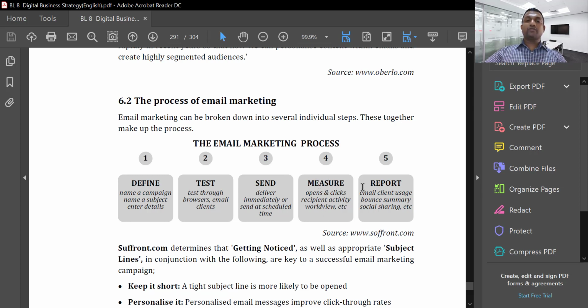And finally, with that information, the report can be generated on how clients have used this, and how many have bounced, how many have shared it online. So that report is the final stage of email marketing, where we can see the impact of the whole effort.